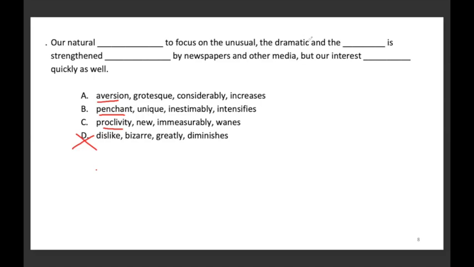To focus on the unusual, the dramatic, and the dash. Now here grotesque means something which is bad or ugly or gothic, so that is not possible. Unique or new is still fine. I mean, unique is problematic, but it's still okay. We can still fit it in here. Is strengthened inestimably will not fit, it will be immeasurably. So there itself B is eliminated and C is the one which will be the correct answer here. Okay, move to the next one.